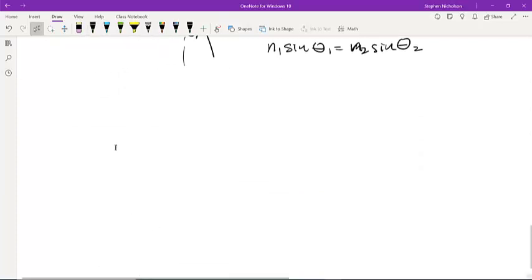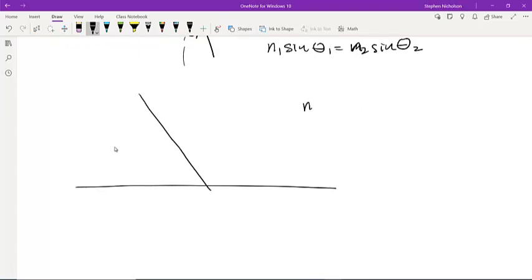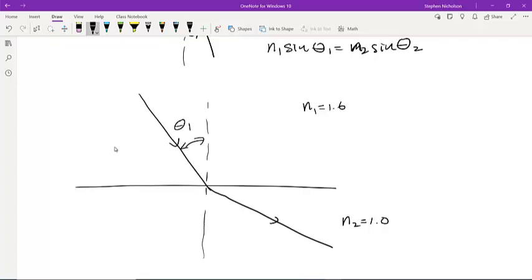Now, the other scenario is if you go from a higher index of refraction to a lower index of refraction. So the light's going this way, still going this way, but now the interface is different. What happens is that, let's call this theta 1 this time. I'll call this theta 2. So it bends away from the normal, but Snell's law still applies. N1 sine theta 1 equals N2 sine theta 2.